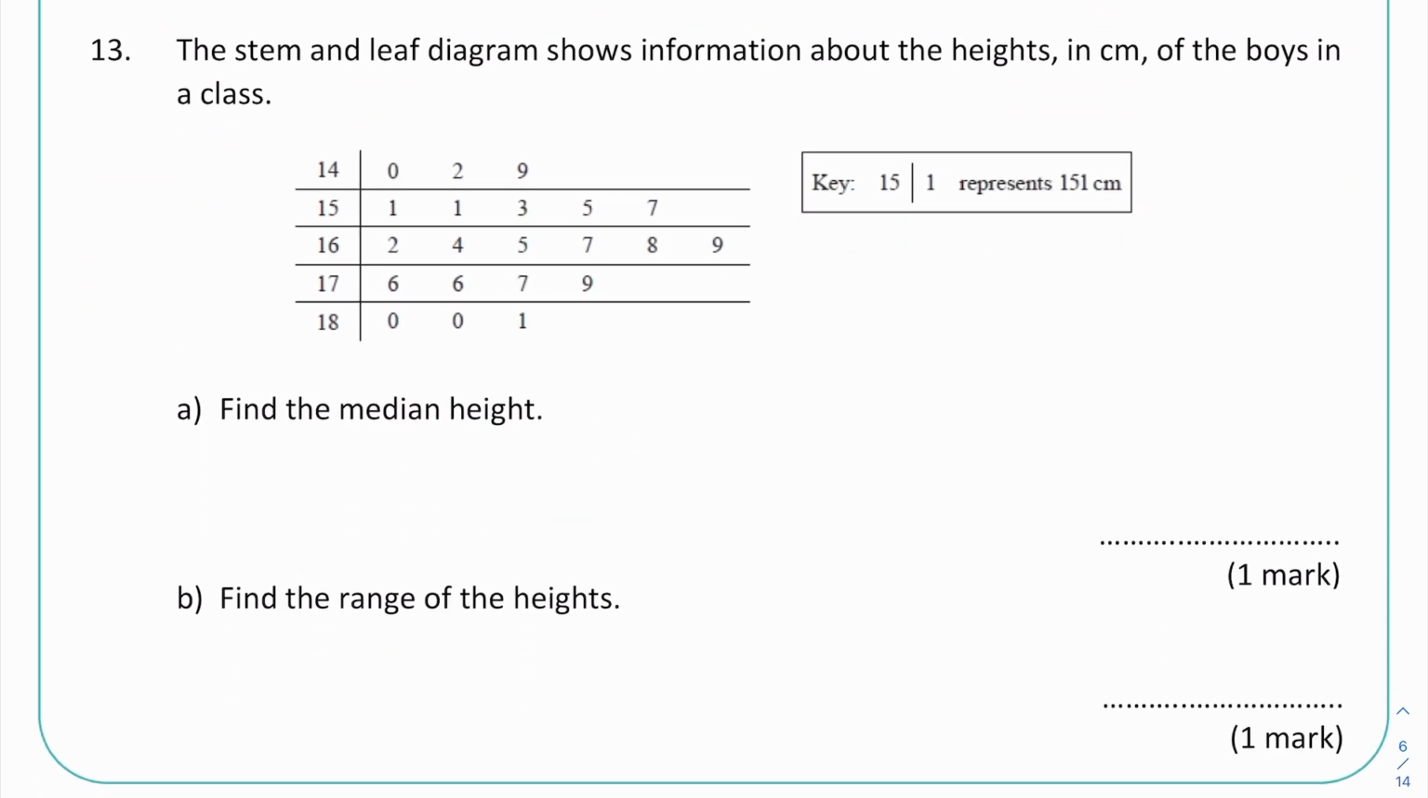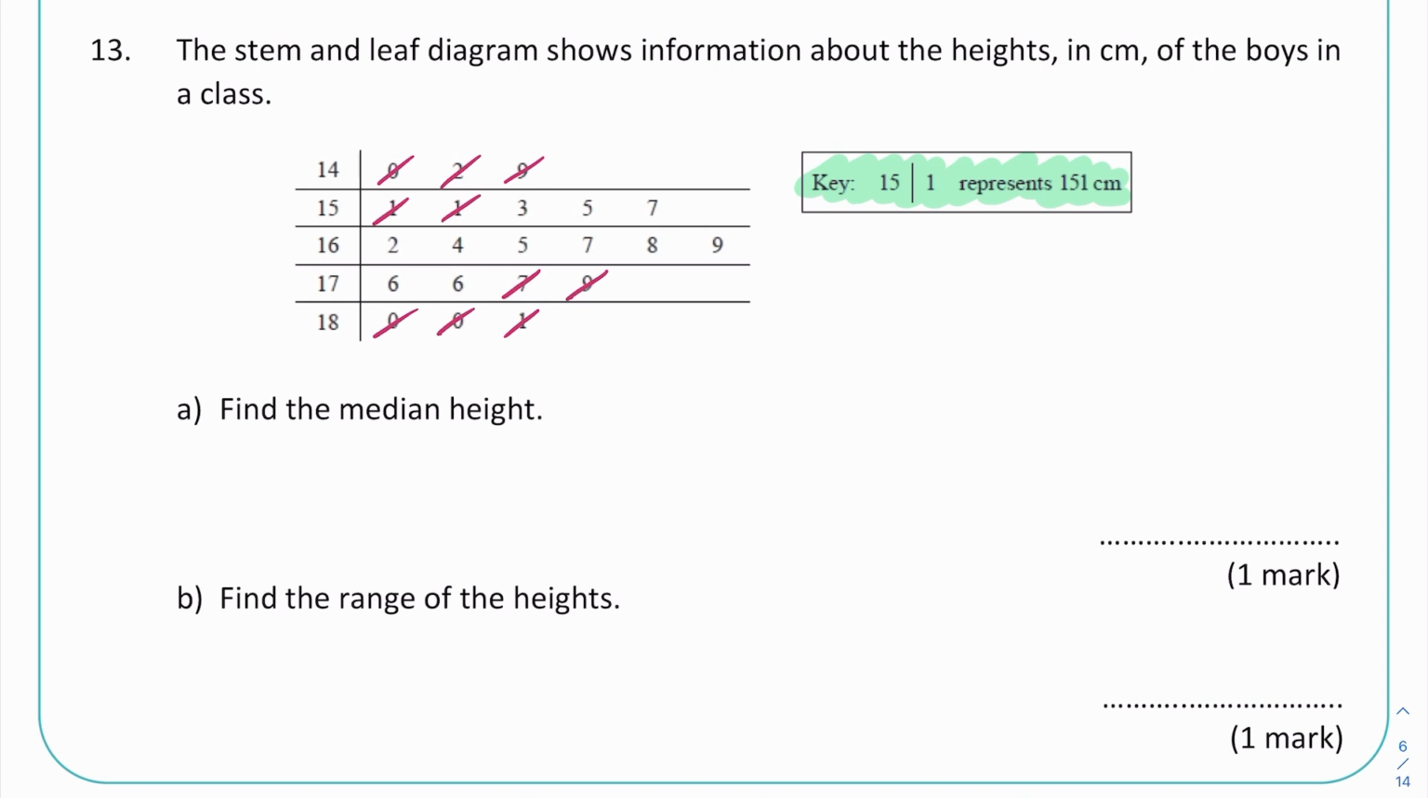So it says it shows the information about the heights in centimetres of the boys in a class. And it says over here in the key that 15-1 is 151 centimetres. So it says find the median height. To find the median, we want to know where the middle is. So we're going to cross off some numbers from the start of the stem and leaf. I'm going to go for 5 of them, and then cross off some numbers from the end of the stem and leaf. Again, we've got to do the same amount for 5, and see there how I'm working backwards from the end of the list.